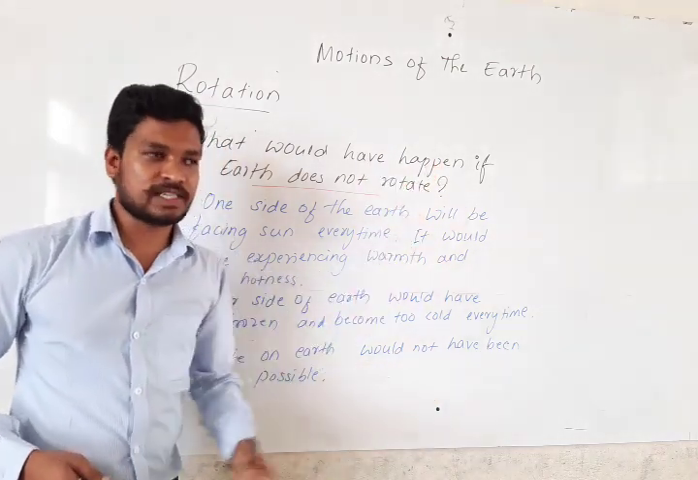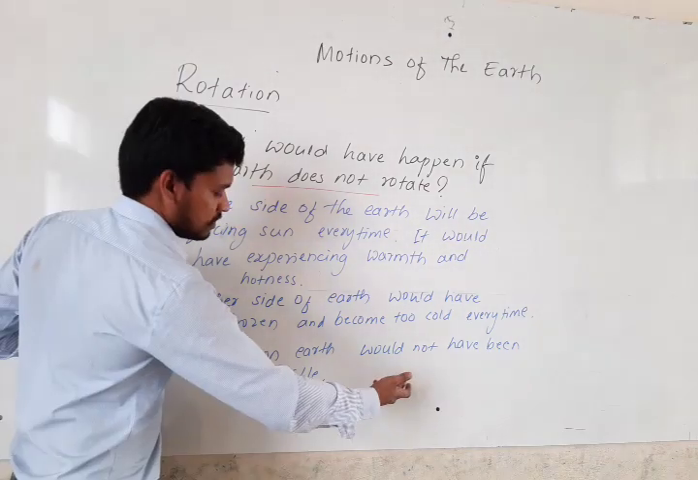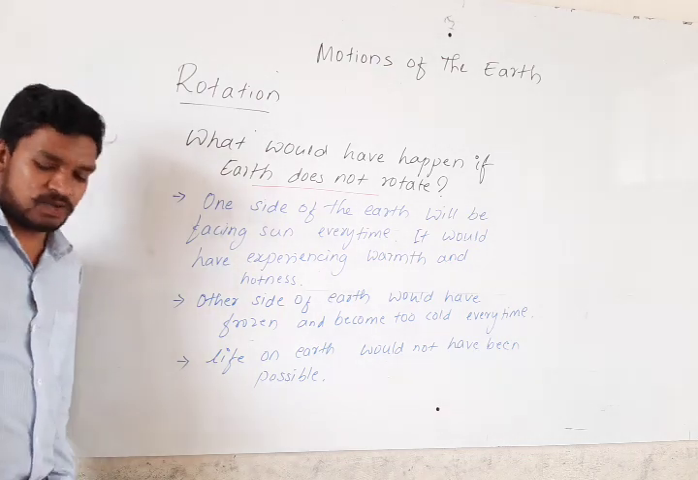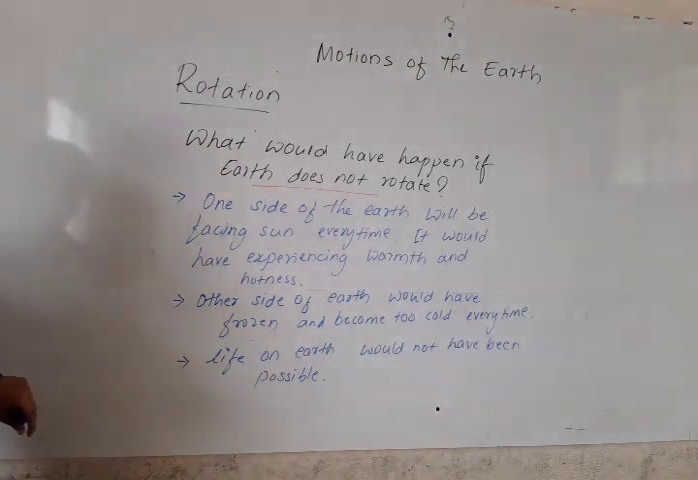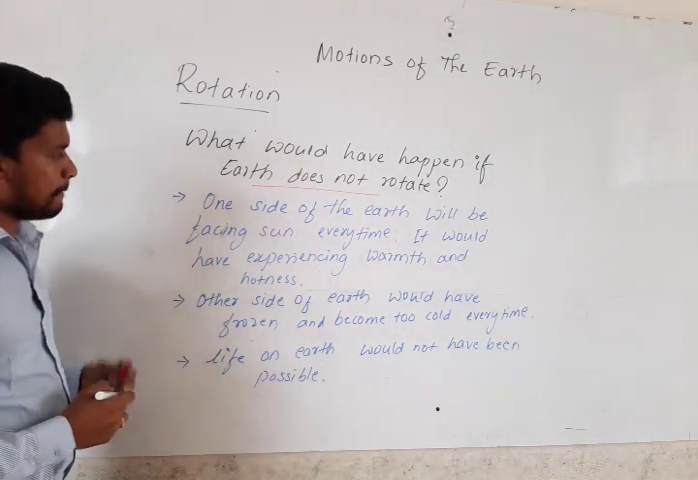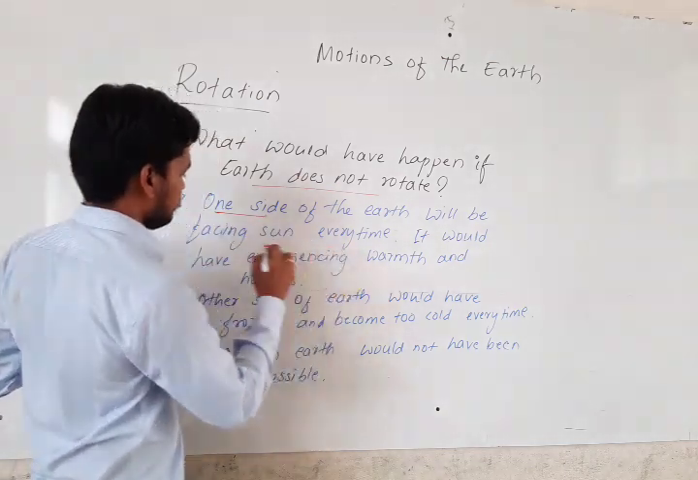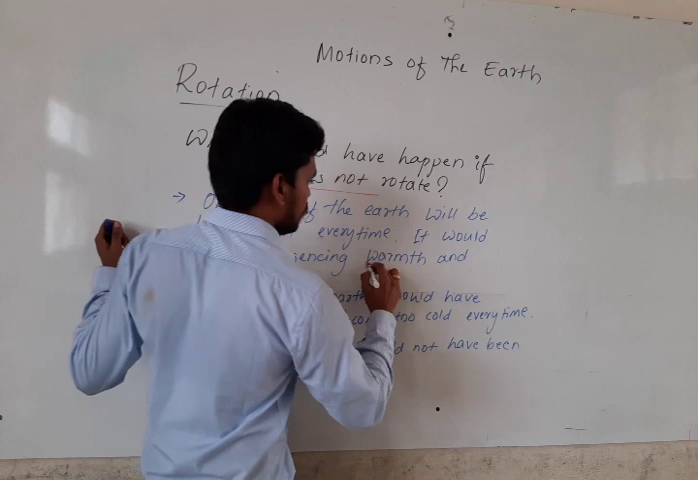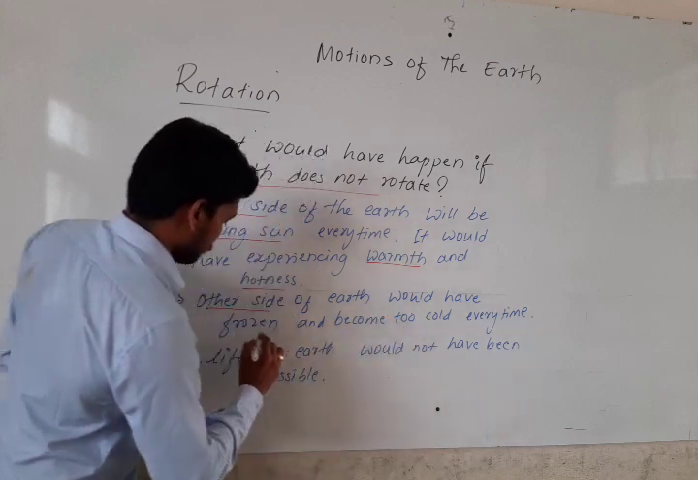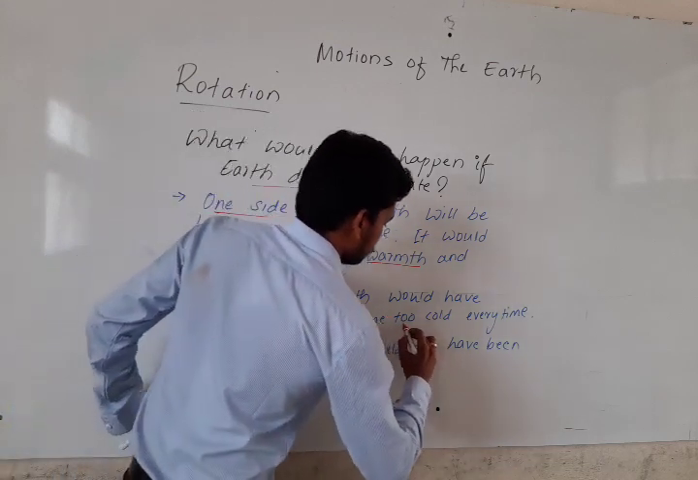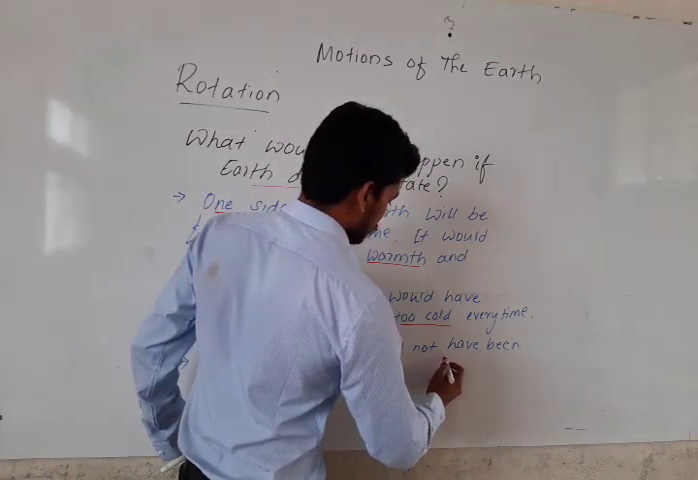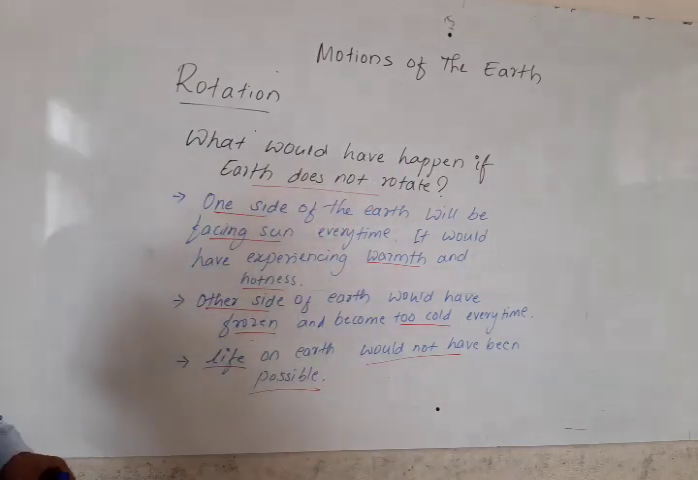If the Earth does not rotate, life on Earth would not be easy. It would be very difficult to live on the Earth's surface. The side facing the sun may experience warmth and hotness every time. Then the other side would have frozen and become too cold. So because of that, life would not have been possible on the Earth's surface.